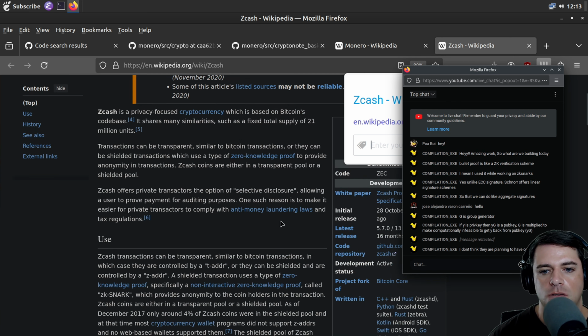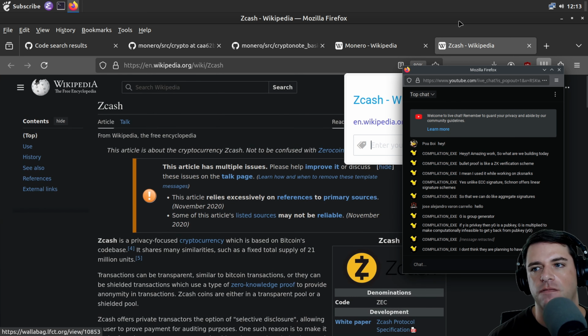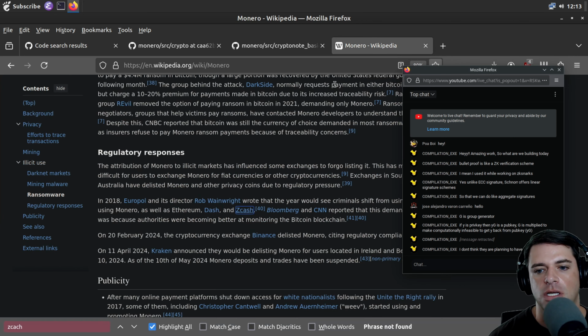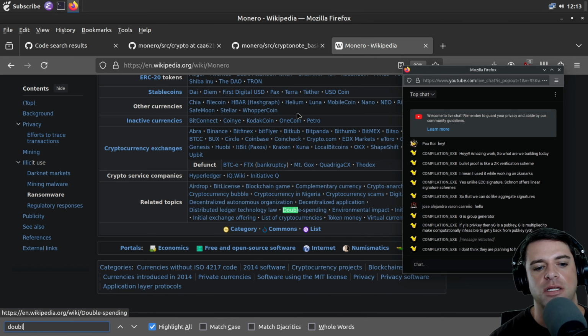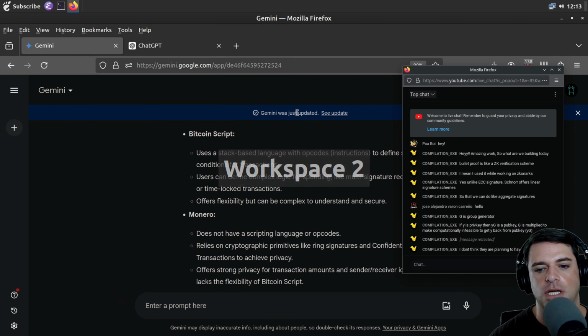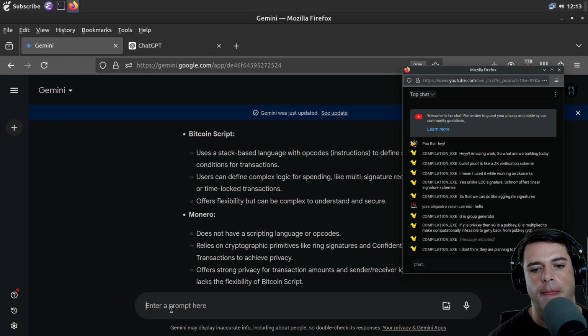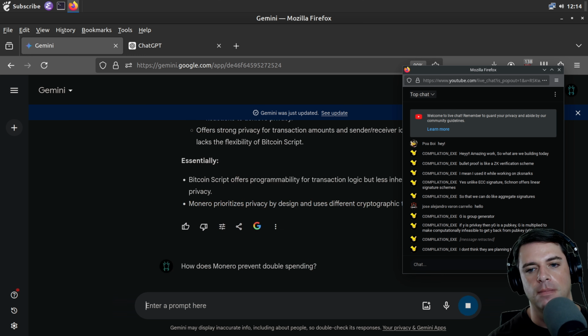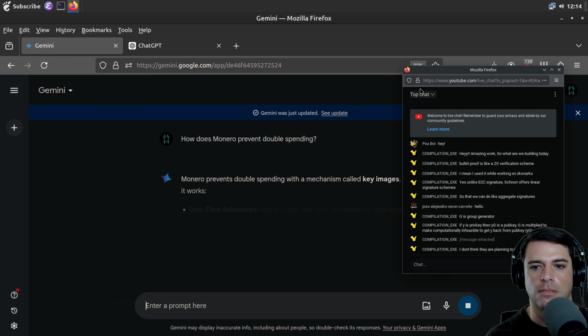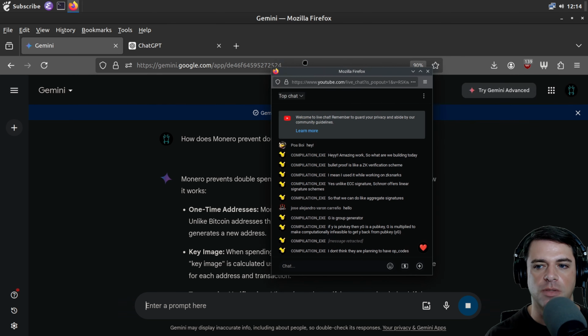All right, so whatever they're doing, they have some way of sending transactions. And so how do they handle the double spend? So let's ask Gemini. How does Monero prevent double spending? With a mechanism called key images.